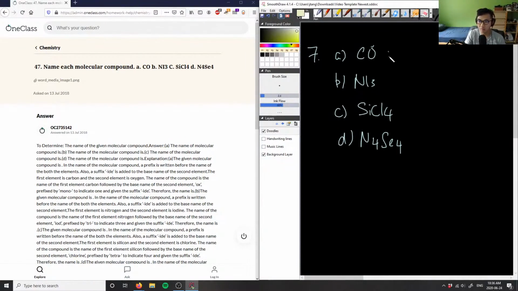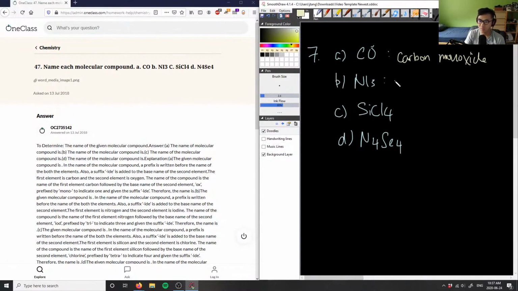So our first one, we have CO. Our first element here is carbon, so C is carbon, and then we have O, which is usually oxide for an ionic compound, but in a molecular compound we have to add the prefix, right? So it's carbon monoxide because we have one oxygen here, so monoxide. Same thing with the second one.